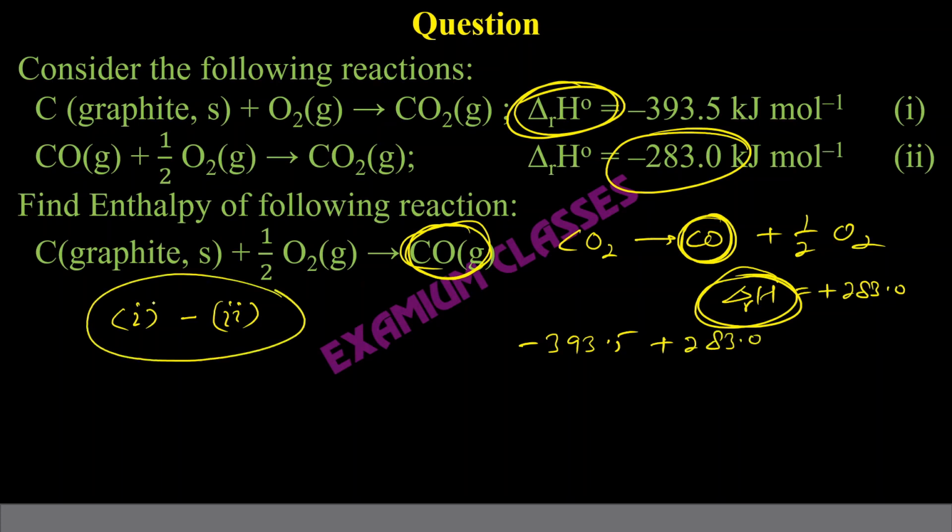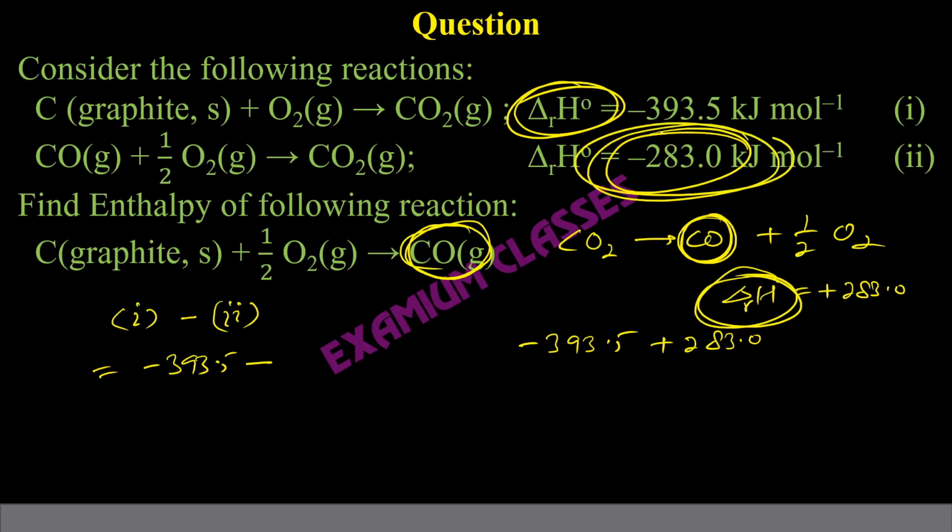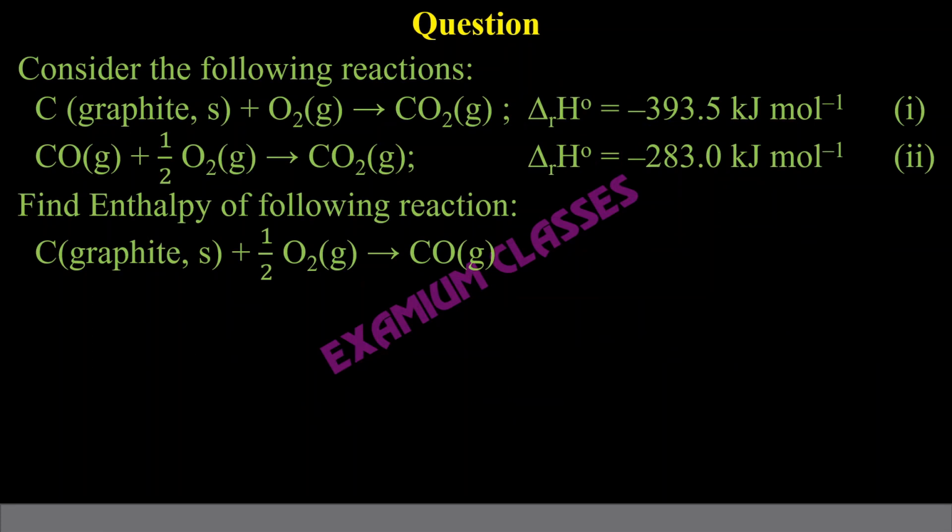But if I write it 1 minus 2, it will give you the same answer. It will be minus 393.5 minus, if you subtract this one, that is minus 283.0, it will give you minus 393.5, and minus into minus will give you plus 283.0. So it will give you the same thing, whether you say reverse and add or just subtract, it is the same thing. Now you need to consider whether you actually get the final reaction or not.